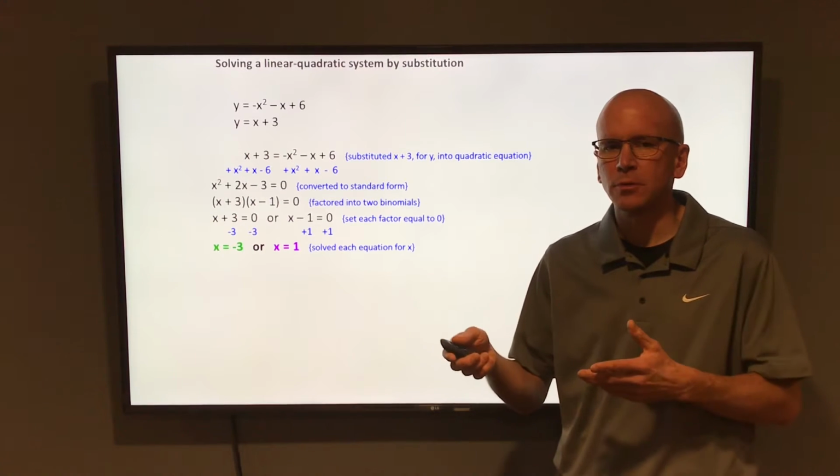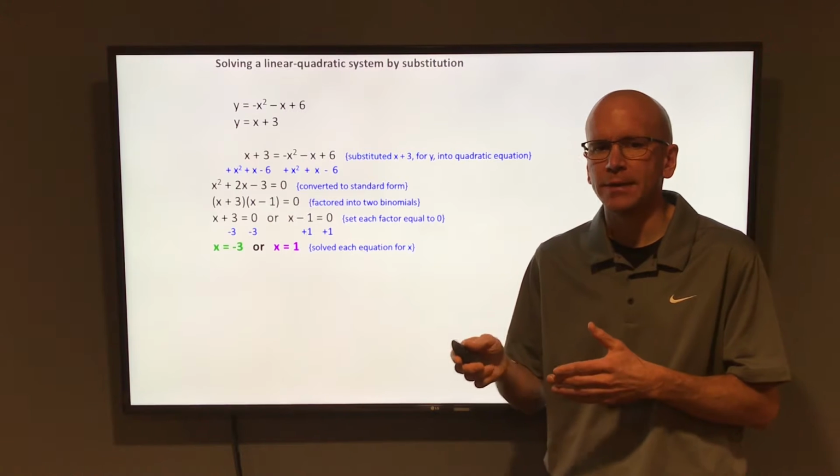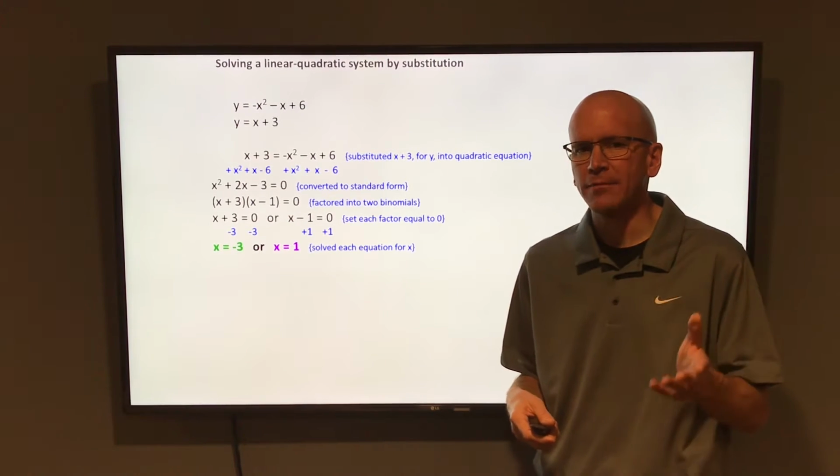That means we'll have two solutions, 2 points of intersection of this parabola and the straight line. So this straight line goes directly through this parabola, hitting in two places. But we need to find the y values.